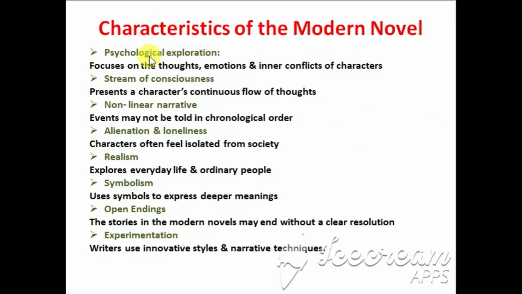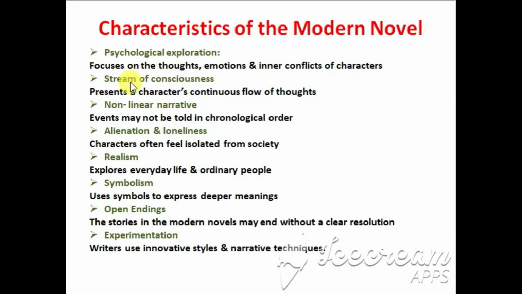Now let us examine the characteristics of the modern novel. Psychological exploration, stream of consciousness, non-linear narrative, alienation and loneliness, realism, symbolism, open endings, and experimentation are all characteristics of the modern novel. Now, psychological exploration, what does that mean? It means that the modern writers focused on the thoughts, emotions, and inner conflicts of the characters in their novels.